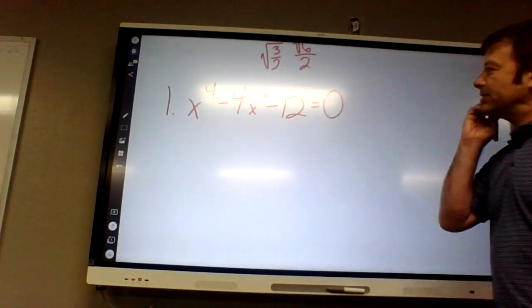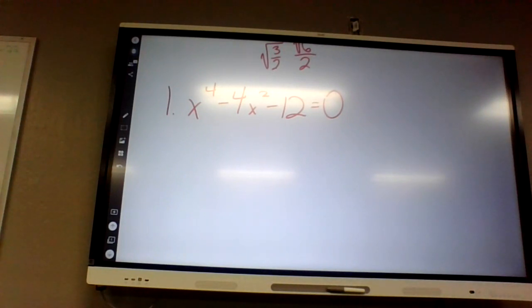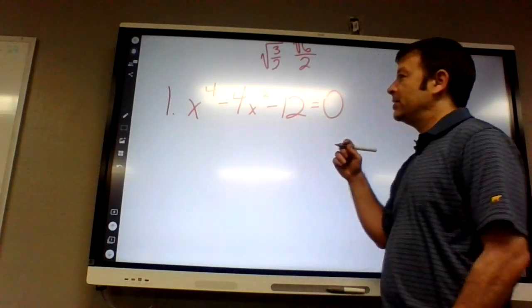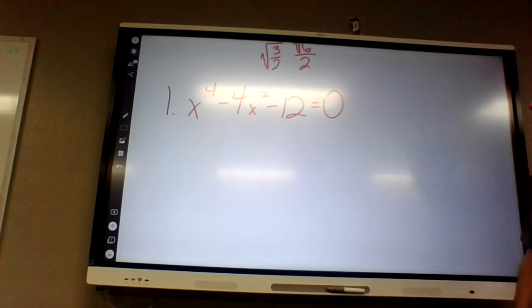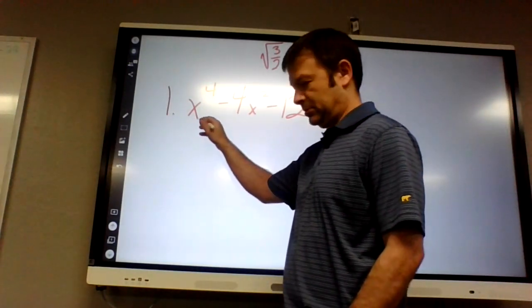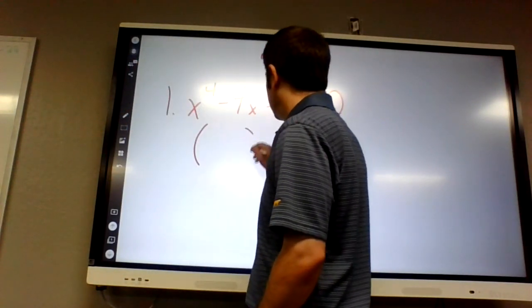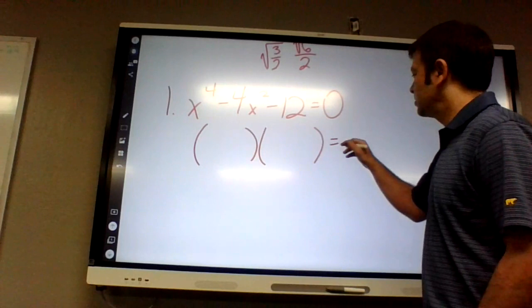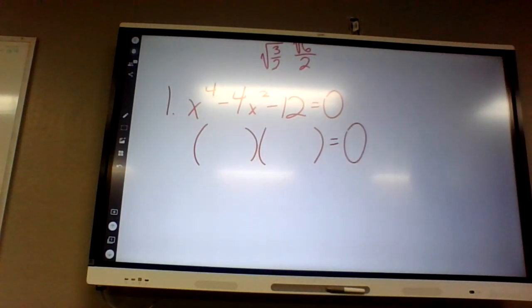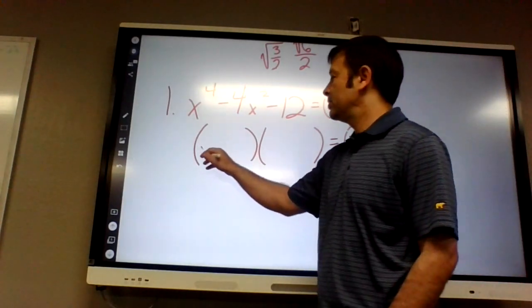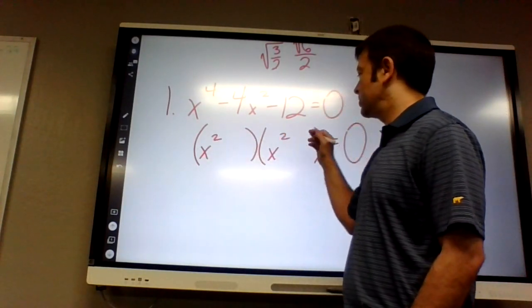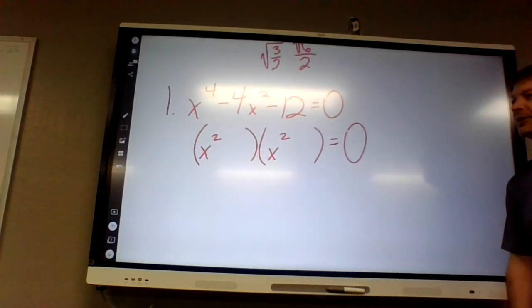Well, okay. It's more like example 1 or example 2. It's that quadratic form, x to the fourth, x squared, constant. So, probably should be factorable. What am I going to put in the front of my parentheses? x squared times x squared. What am I going to put in the back of the parentheses?